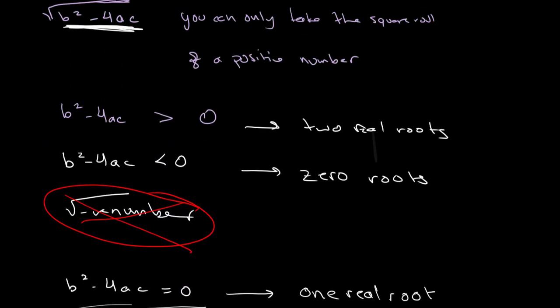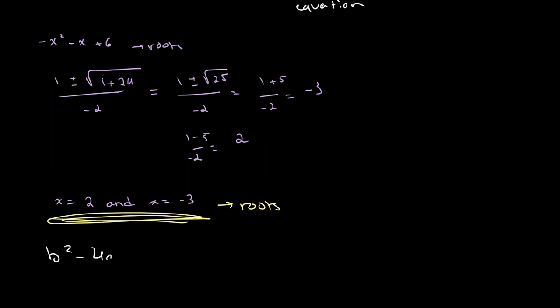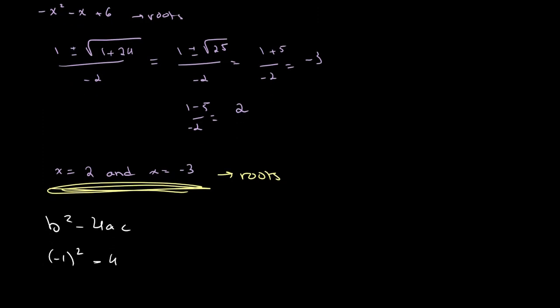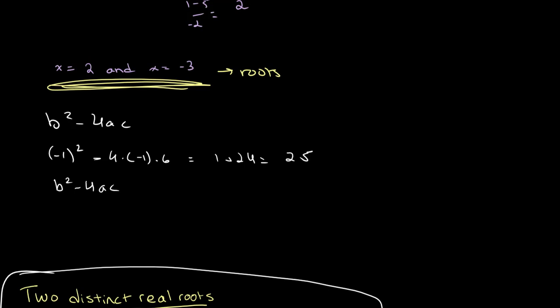So if we look back at our example up here, and we plug in b squared minus 4ac, b is negative 1, so negative 1 squared minus 4 times a times c, which is 4 times negative 1 times 6, which is equal to 1 plus 24, which is equal to 25. Therefore, our value for b squared minus 4ac is greater than 0. And you know what this gives us? This gives us two distinct real roots. And when we solved for that, we got these two answers over here.